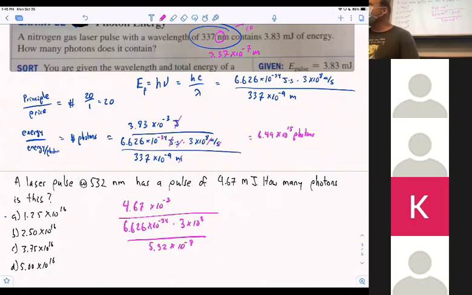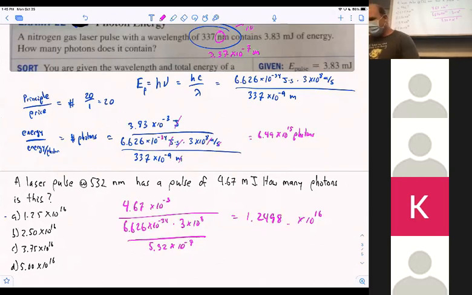Okay, so, all right, how many people think A? Okay, so that's more than half the class. A is the right answer. If you plug this in and put it in my calculator, I get 1.2498 times 10 to the 16 photons.